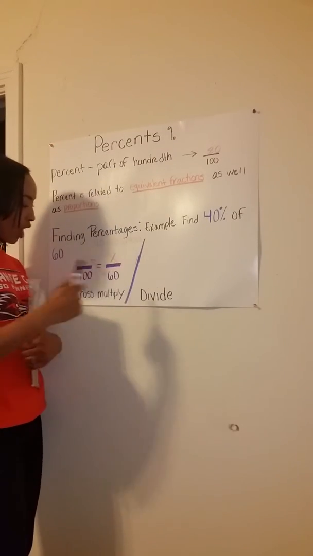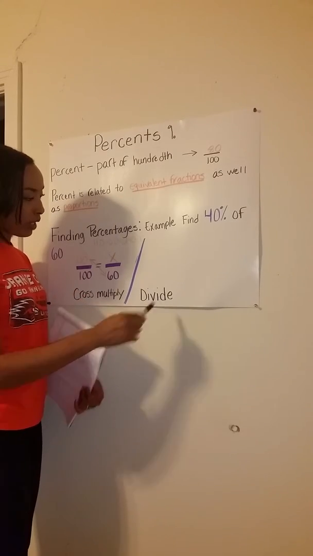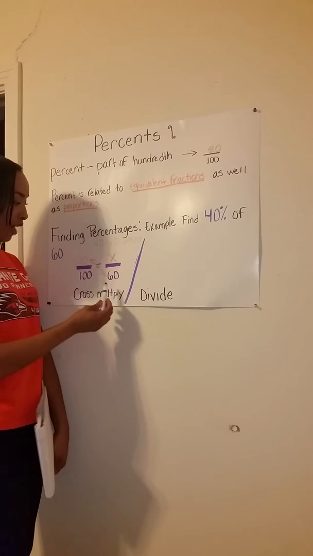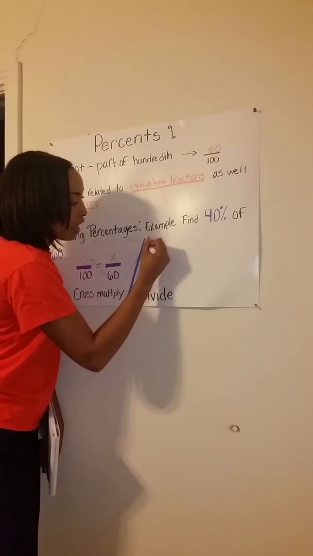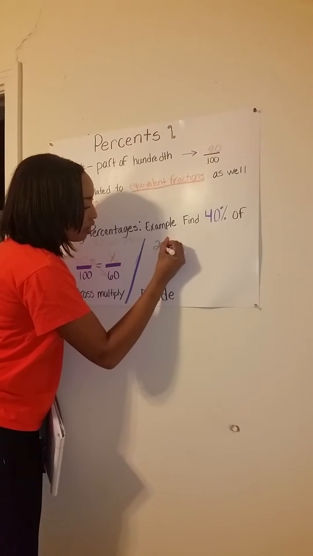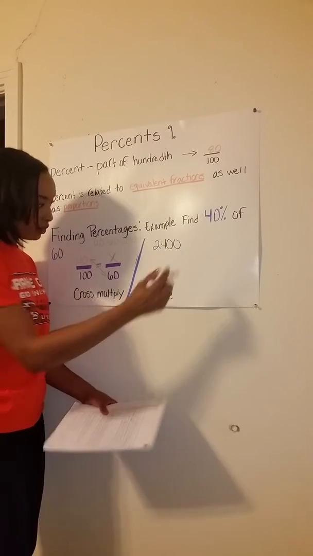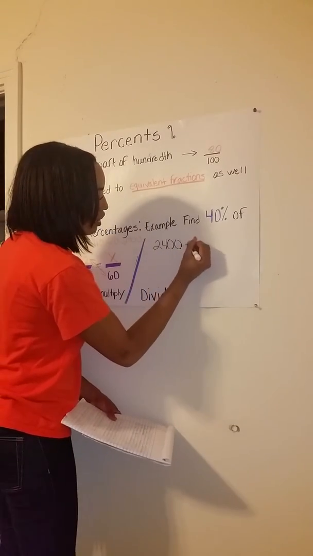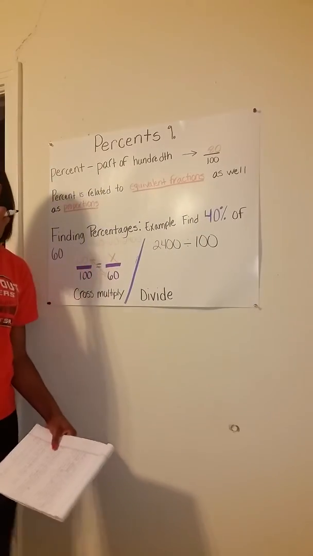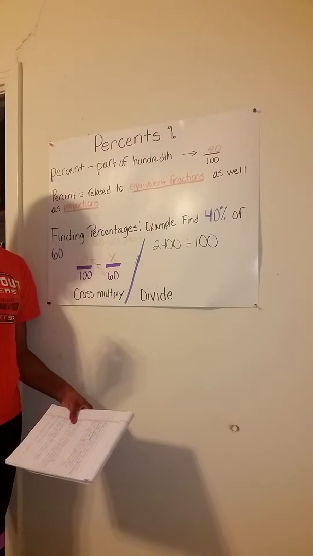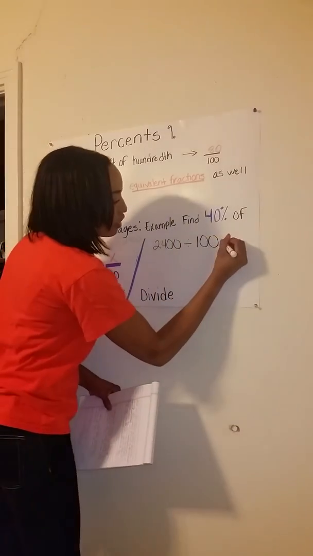So we cross multiplied, we got 40 times 60. So the next step we want to do is divide, and we're going to divide by the remaining 100, the last number left, right? So if we have 2,400 and we divide that by the 100, who can tell me what you'll get? Good. You get 24.